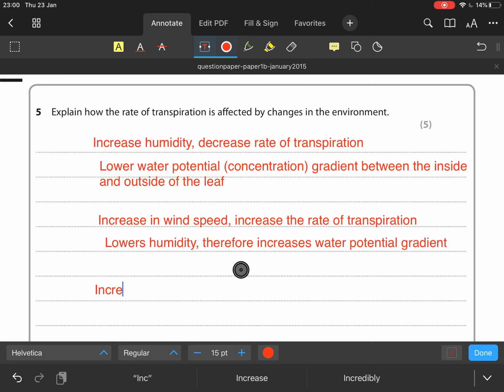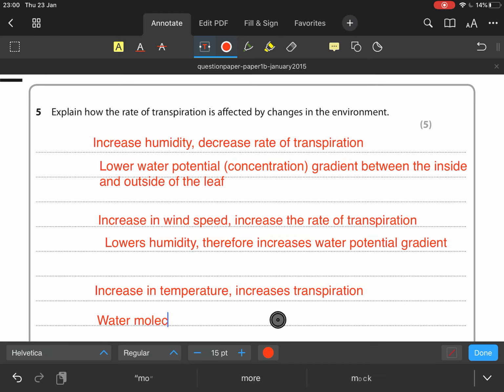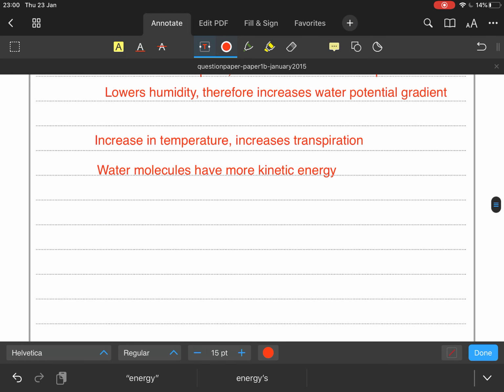3rd point, increased temperature. Increases transpiration, for the same reason that an increase in temperature increases the rate of many things, is that the water molecules have more kinetic energy. Therefore, they move faster. They are going to move out of the leaf faster. They've got more kinetic energy. They're bouncing around faster. They're going to evaporate away faster.